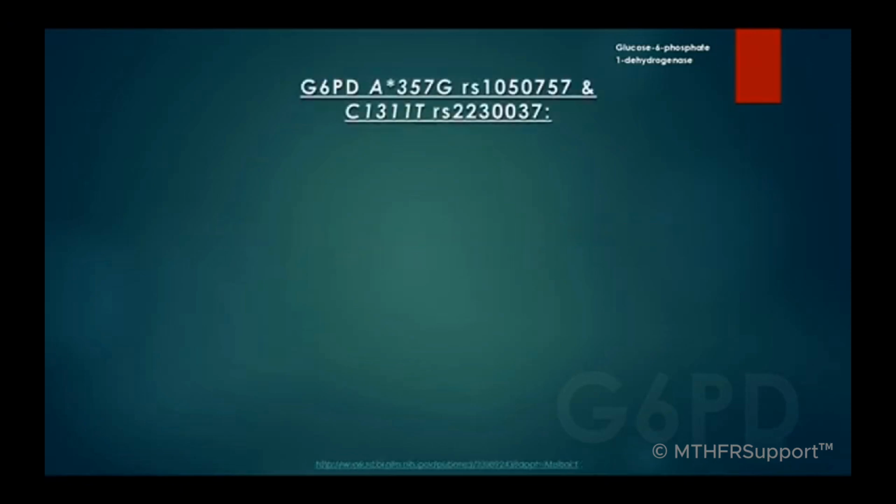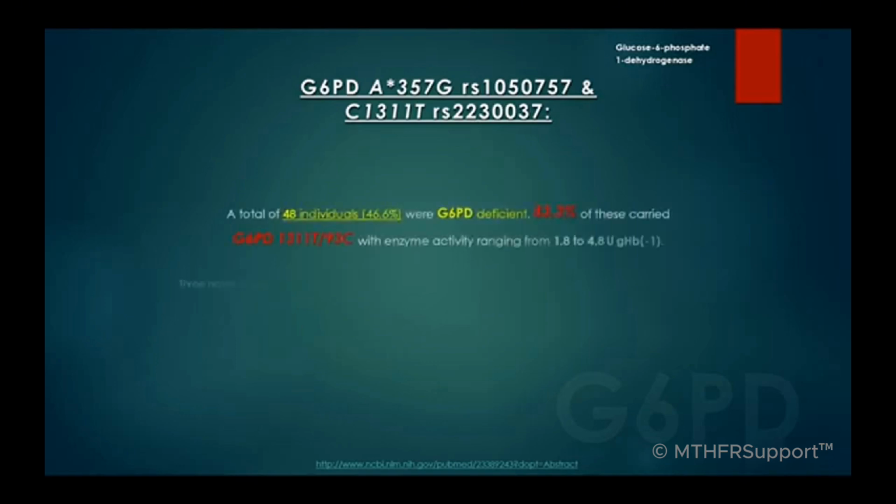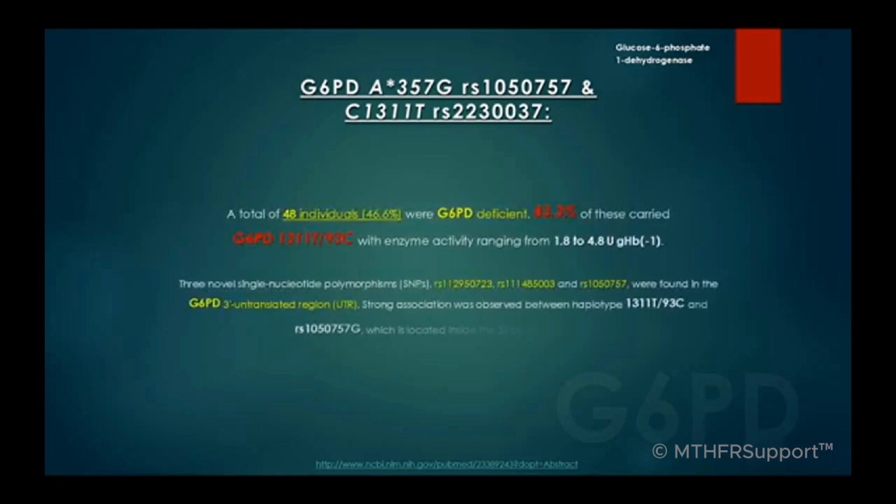G6PD A357G, rs1050757, C1311T, rs2230037. A total number of 48 individuals, approximately 46.6%, were G6PD deficient.